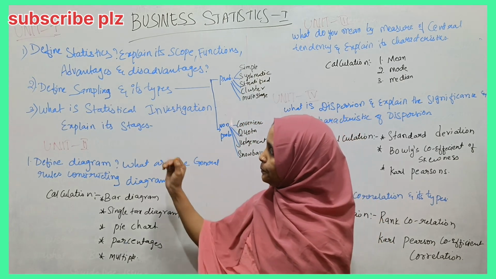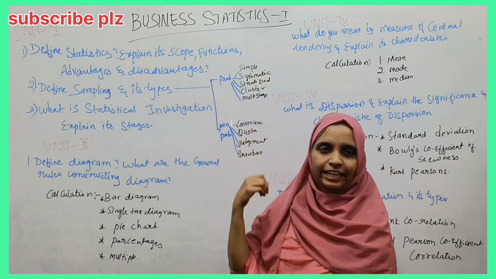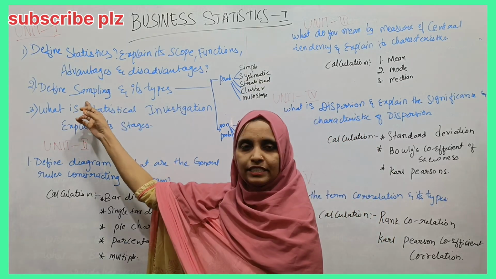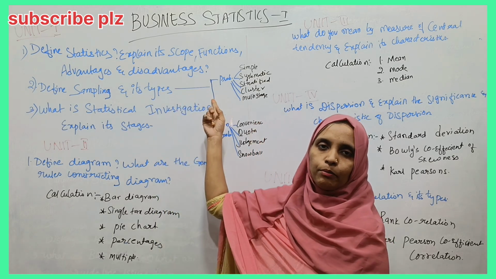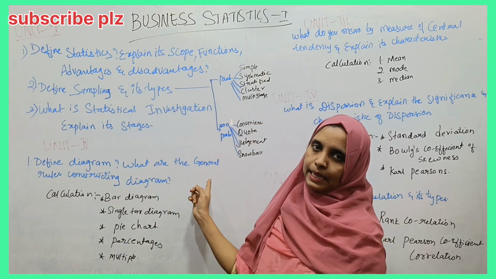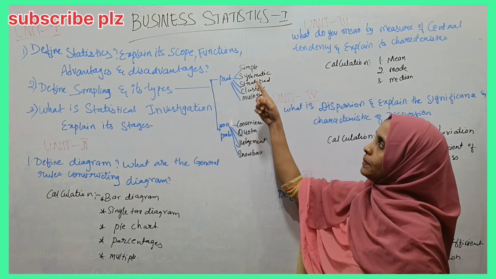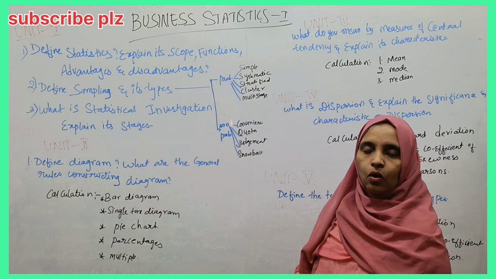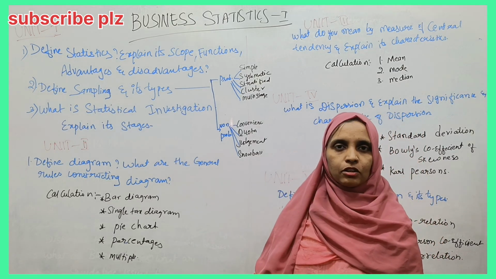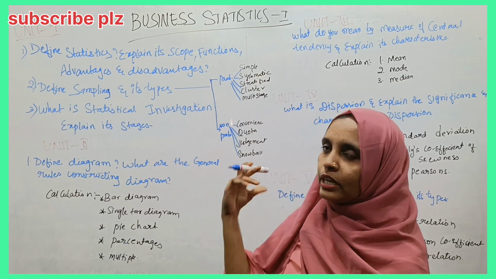Okay, second one: define sampling and its types. This is my favorite answer. You have to write the meaning of sampling, and there are two types: probability sampling and non-probability sampling. Probability sampling is again subdivided into simple, systematic, stratified, cluster and multi-stage. Oh my god, how can you remember all these? Nothing to worry, I will give you a mnemonic.